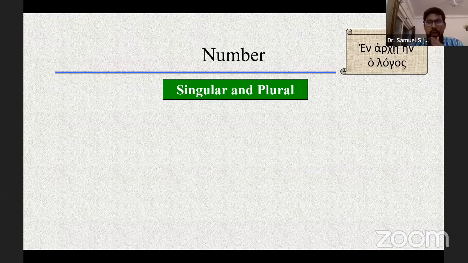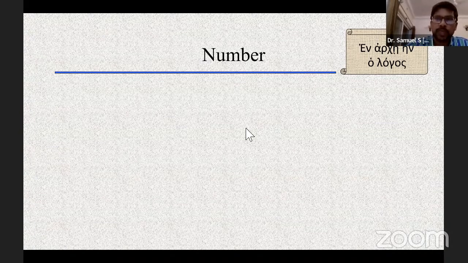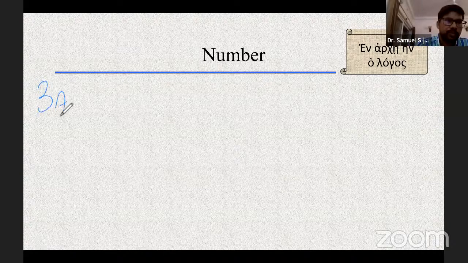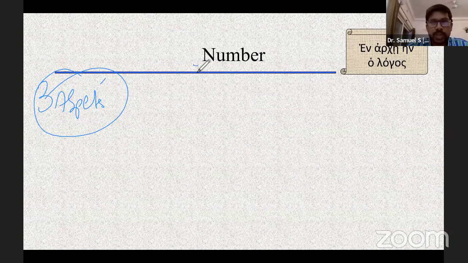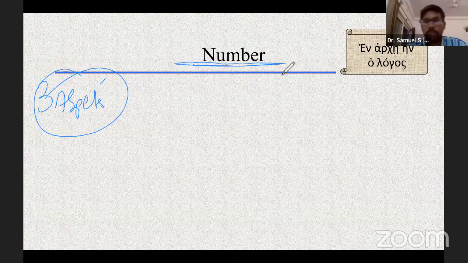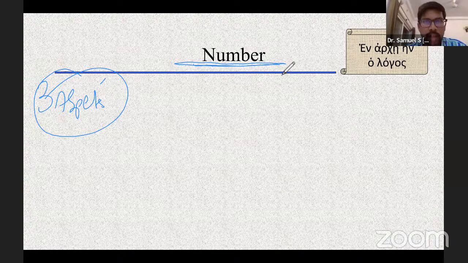Now, before we look at these declensions, the endings, nouns in Greek have three aspects. The first aspect is nouns have number. Every single Greek noun has number associated to it. And this is easy for us to understand because even English nouns have this.